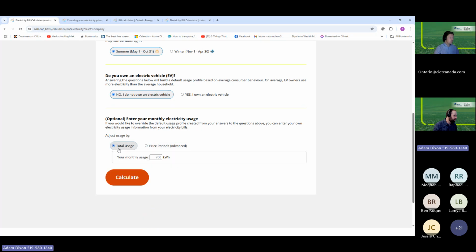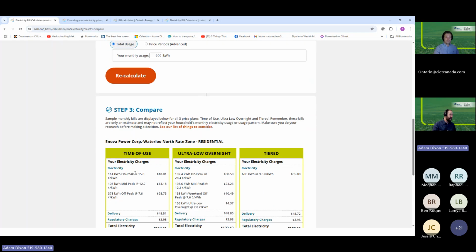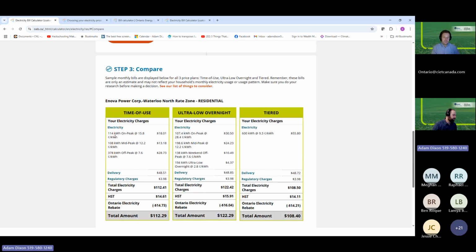And then we can do total usage. So if I wanted to just go in here and put my 600 kilowatt hours, I can do calculate. It should come up at the bottom. So I can see at 600 kilowatt hours, which is kind of the activity we had designed here, we do have our time of use rate. So they've distributed kind of what a typical household would use. The majority is typically off peak.